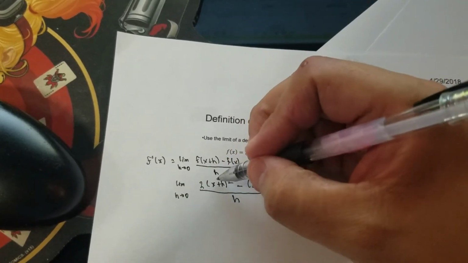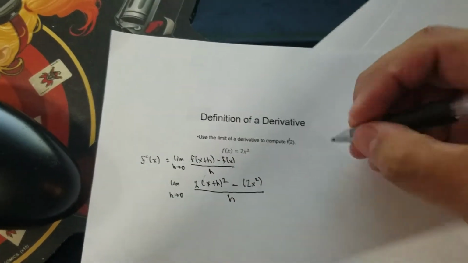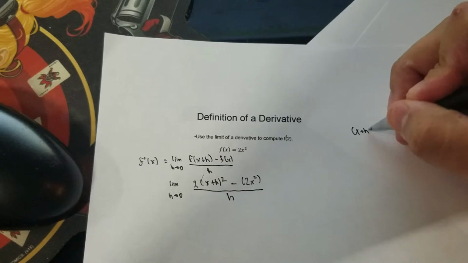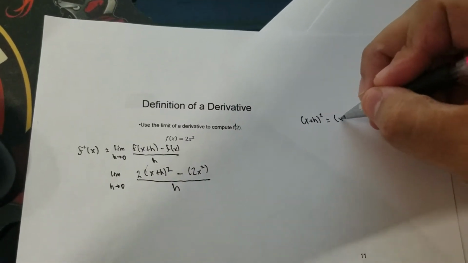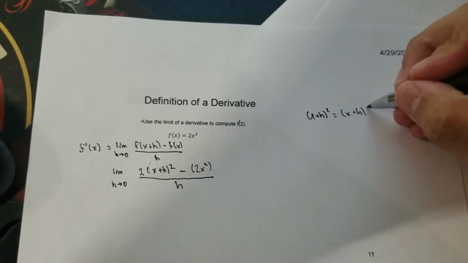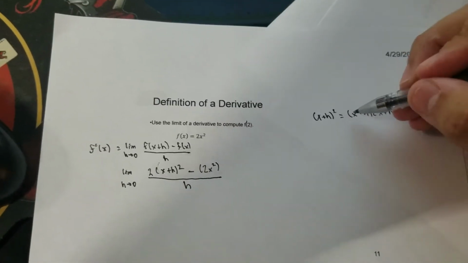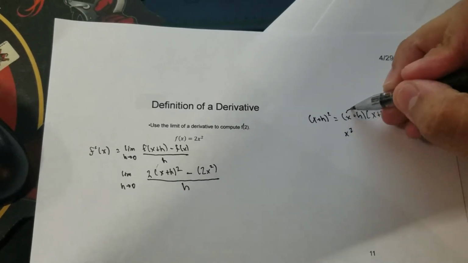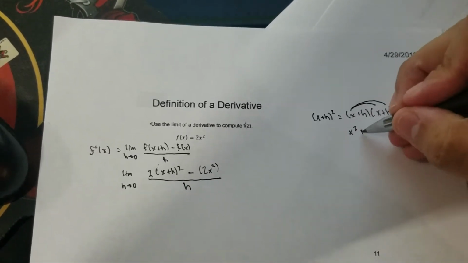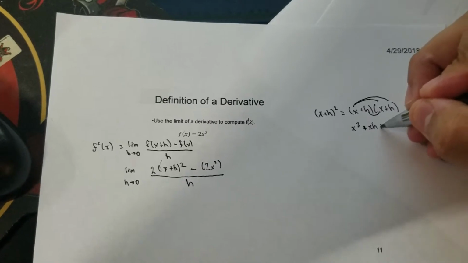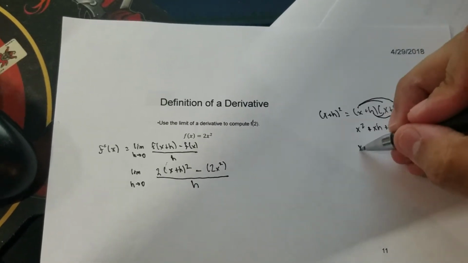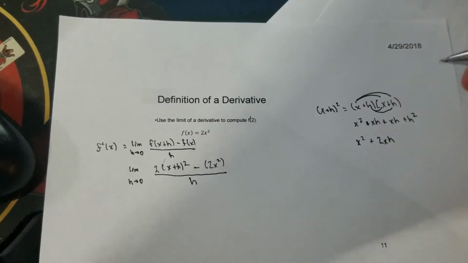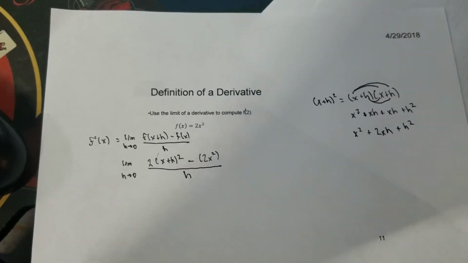So, again, guys, here I just can't distribute. Remember, this is (x + h) squared, so I'm going to work with this on the side. And you can just go ahead and memorize this because you're going to be dealing with it a lot. So x times x is x squared. x times h is xh. h times x, again, is xh. And h times h is h squared. So this is x squared plus 2xh plus h squared. Just like that.